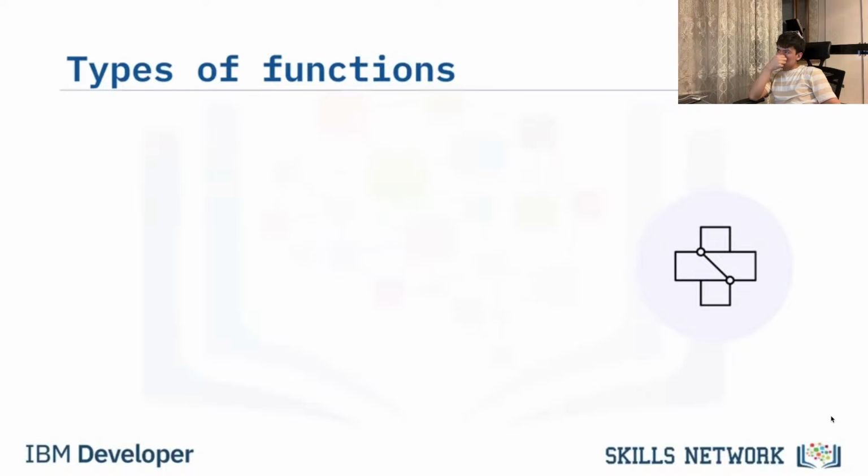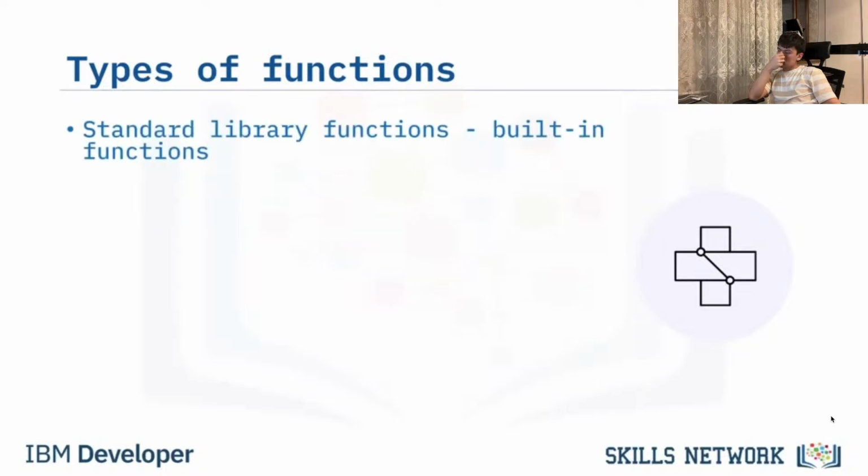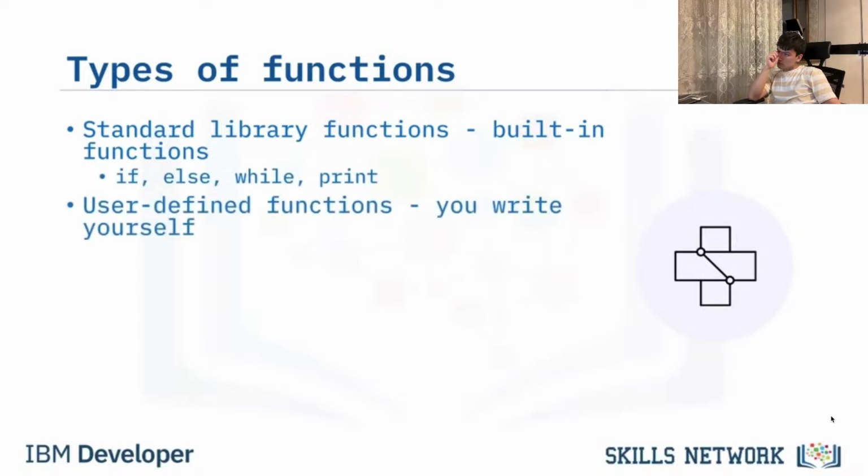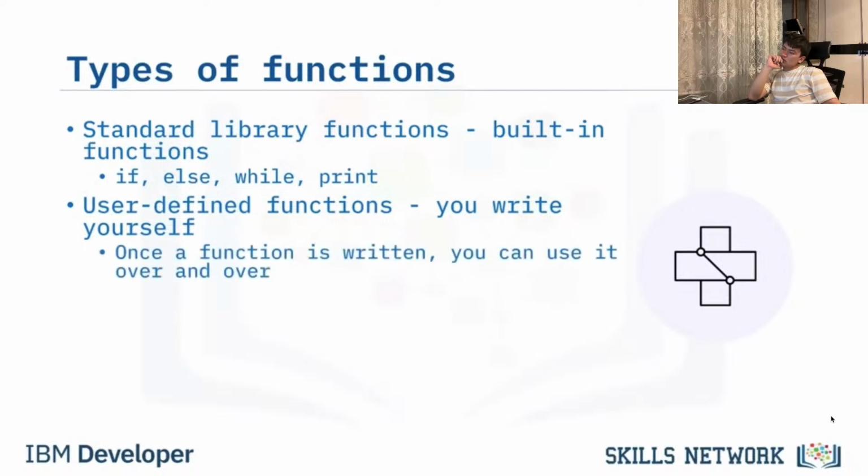There are essentially two types of functions. Standard library functions are the built-in functions provided by the programming language. Common examples include the if, else, while, and print functions. But programming languages also allow you to write your own functions, and once you've written a function, you can use it over and over again.